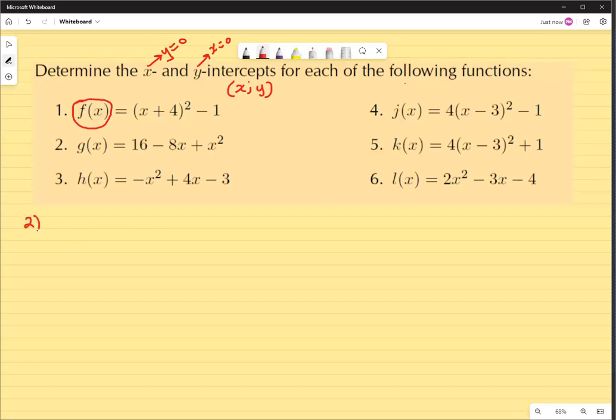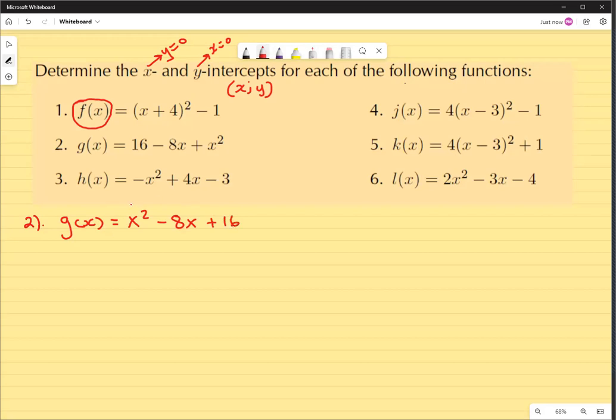Okay, so number 2. If you've watched the first video, I'm sure you can see that this is the basic form. So basically, I'm going to rearrange it. You can see that this one must always be the first one. So I have positive x squared, so it's just x squared, then minus 8x, and then positive 16, which is plus 16.